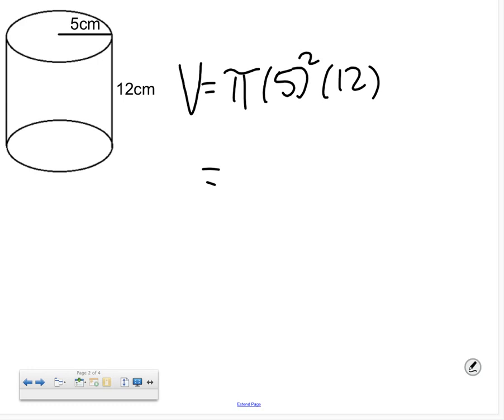So if I use 3.14 to substitute for pi, or you can use the pi key in your calculator if you're using that, you get about 942 centimeters cubed. Remember, volume is in cubic units because, unlike area, volume is basically saying how many 1 by 1 by 1 cubes would fit into a shape. So how many 1 by 1 cubes would fit into a cylinder of this size?